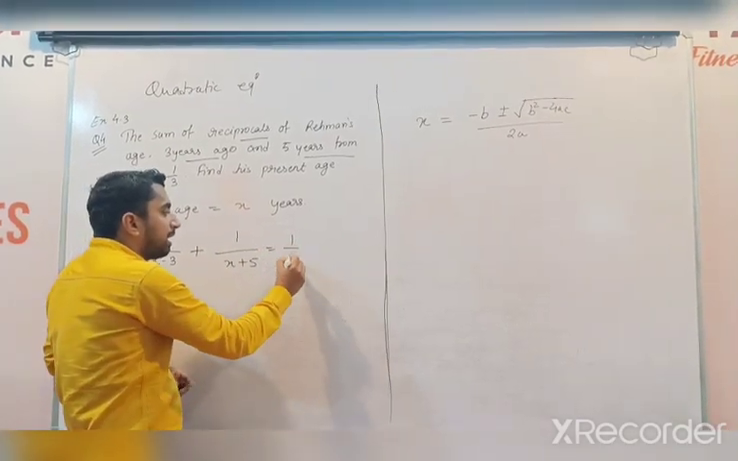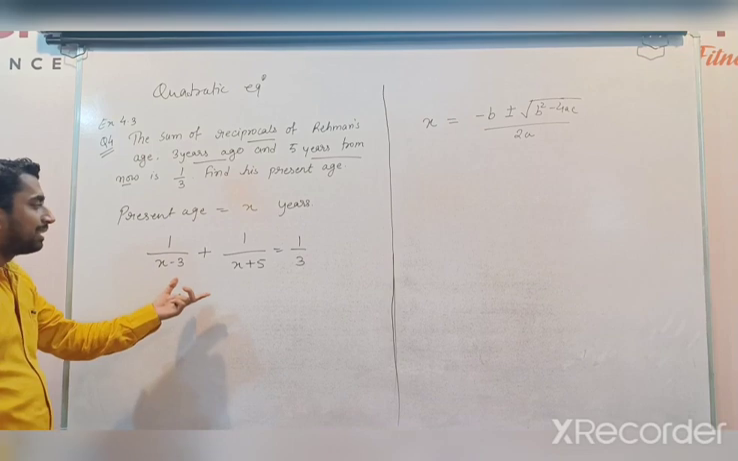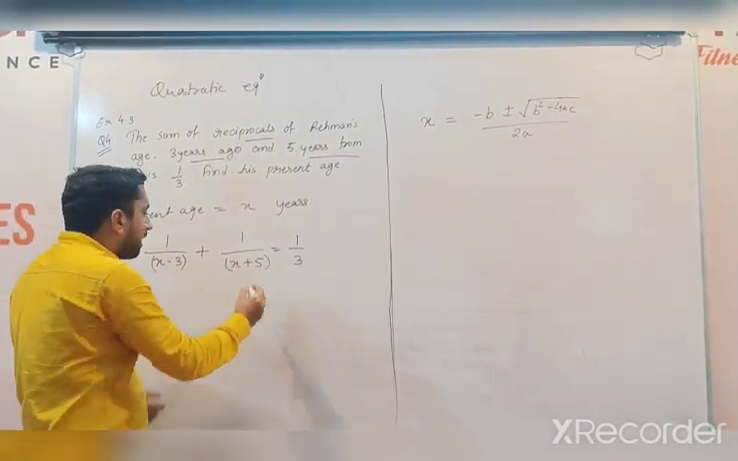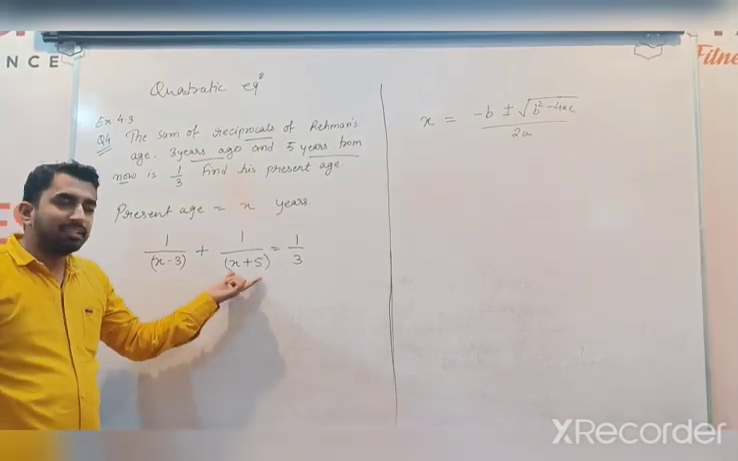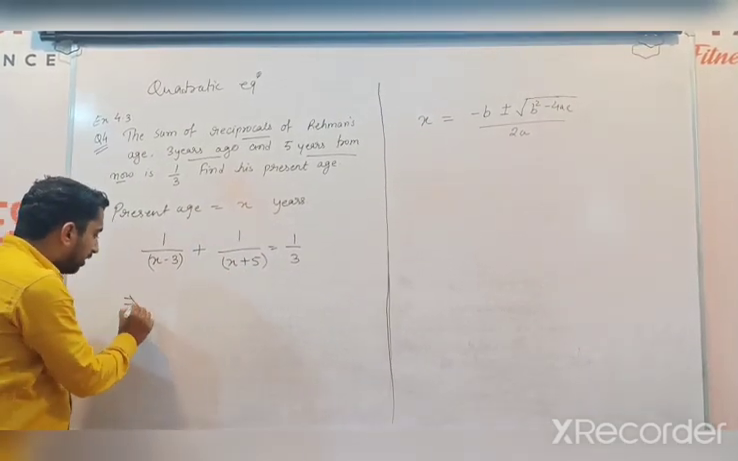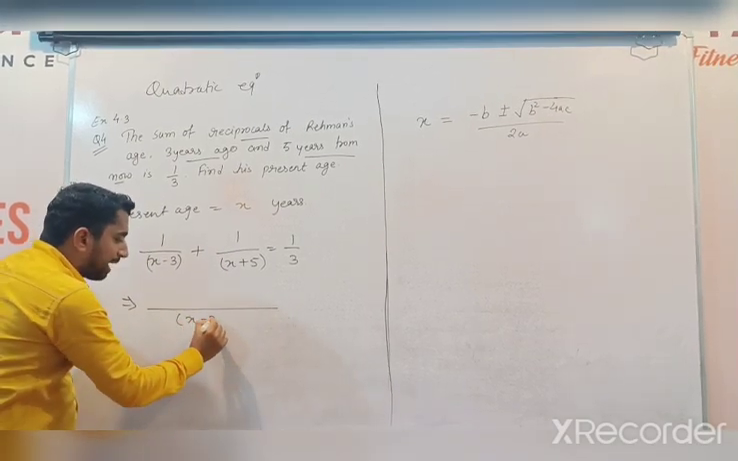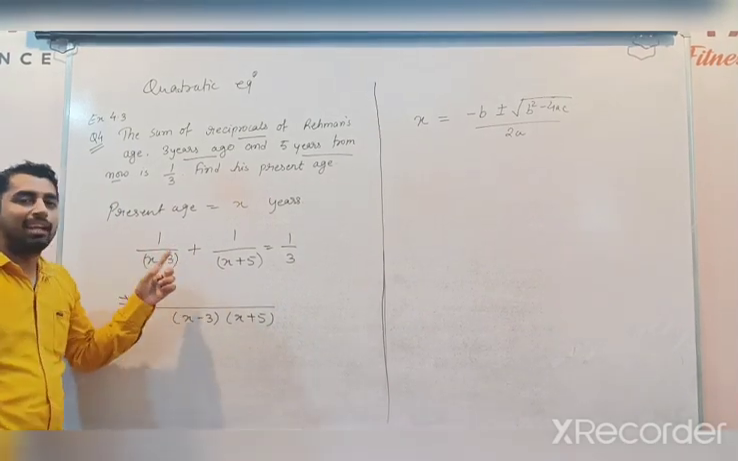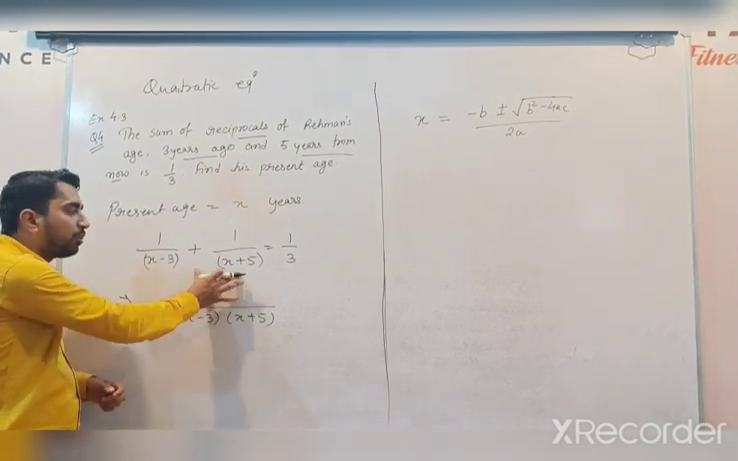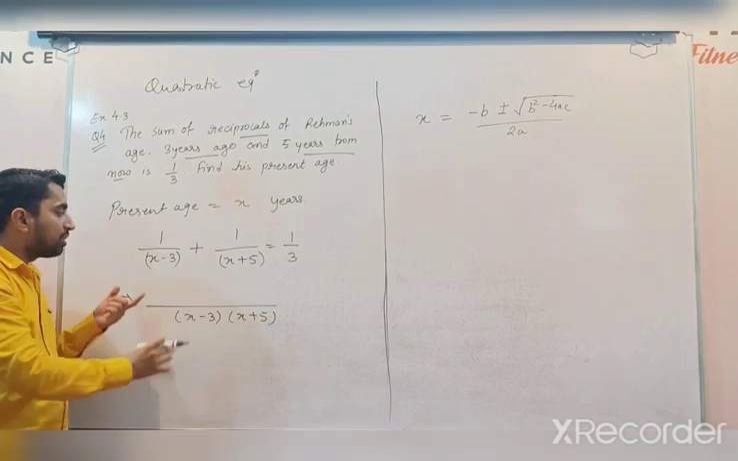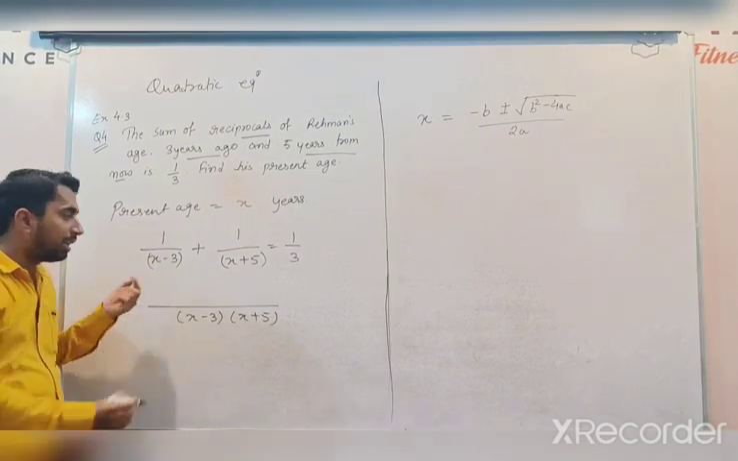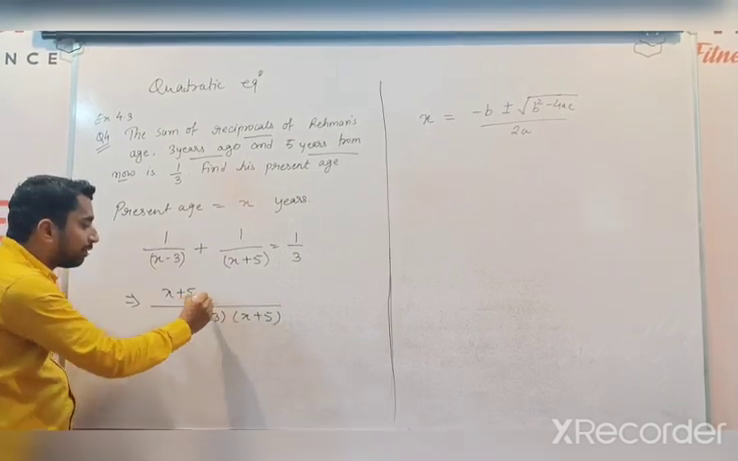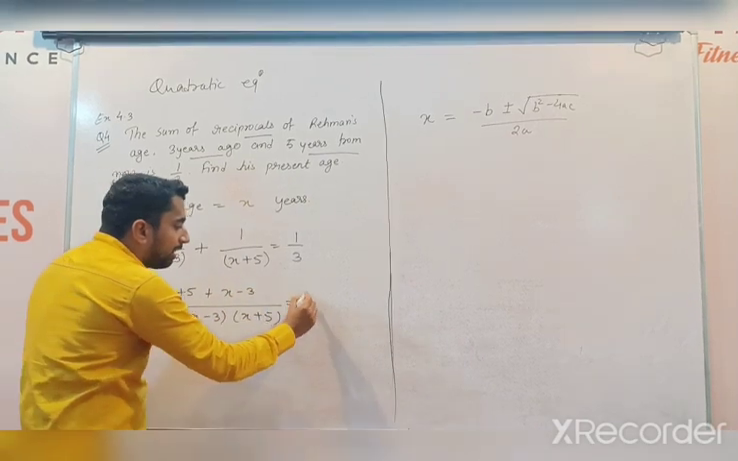So here you are going to make it 1 by 3. Now in this condition, first of all it is required to take the LCM, because you have x minus 3 and you have x plus 5. So in the denominator you are going to multiply them, x minus 3 into x plus 5. Also it will be like a cross multiplication type, because you have two different expressions. First expression is having x minus 3 in the denominator, so you need x plus 5. The other one is having x plus 5, so you need x minus 3, and that is equal to 1 by 3.